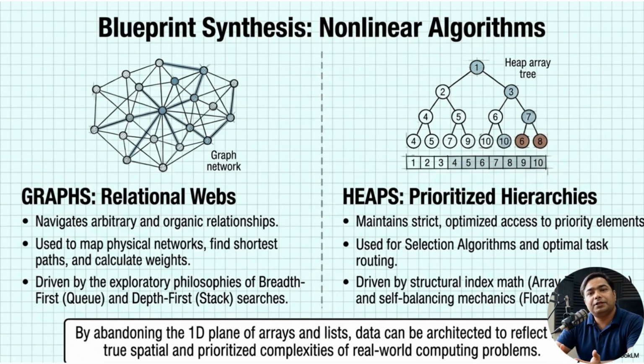So the final message is this: when data is simple and sequential, linear structures are enough. But when data has relationships, priorities, networks, hierarchies, and complex connections, we need nonlinear structures. Graphs help us understand relationships, heaps help us manage priority. Together, they allow computer systems to model real world complexity more effectively. That is the main concept of nonlinear data architectures.